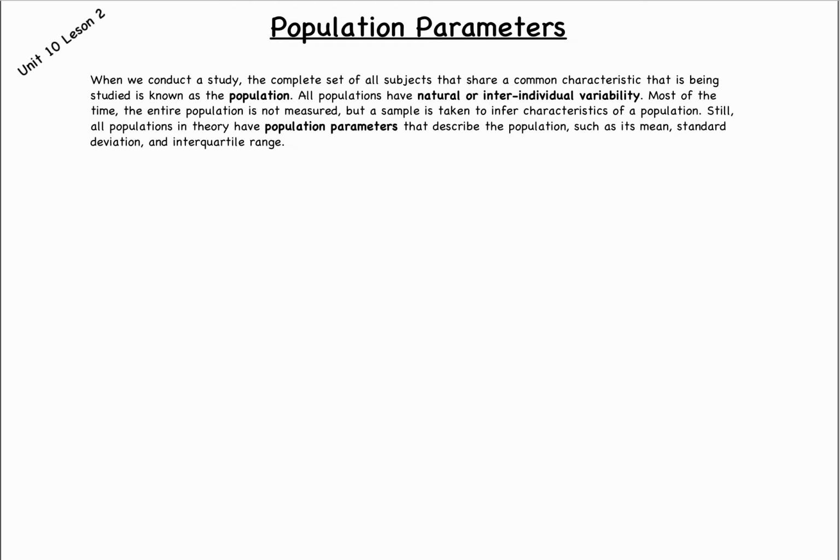Here we go. When we look at populations, we need to look at their parameters. When we conduct a study, the complete set of all subjects that share a common characteristic that is being studied is known as the population. Fancy talk for, if I'm going to study how tall people are, then I will get a bunch of people, and they will be called the population. And then I'm going to study the height of that population.